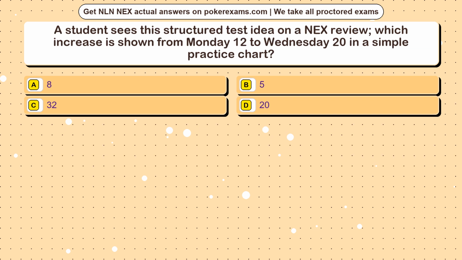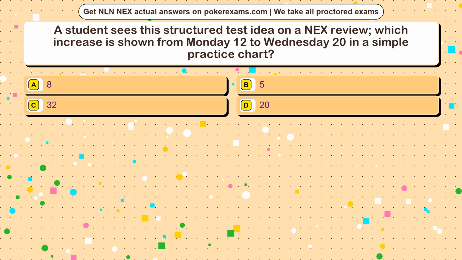Question 10. A student sees this structured test idea on a NEX review. Which increase is shown from Monday 12 to Wednesday 20 in a simple practice chart? Option A 8, Option B 5, Option C 32, Option D 20.